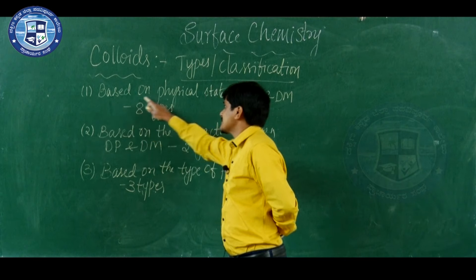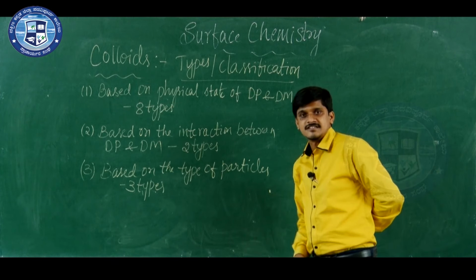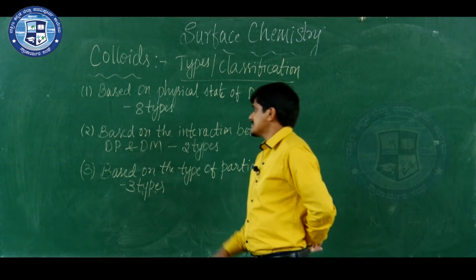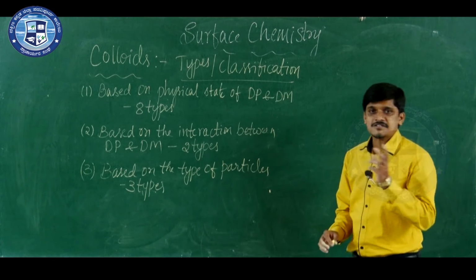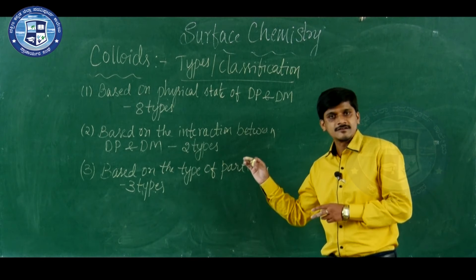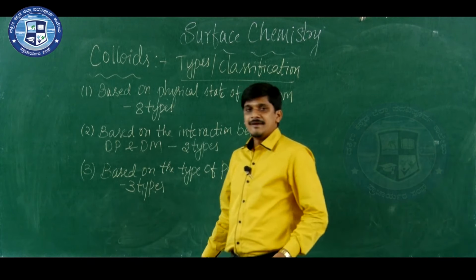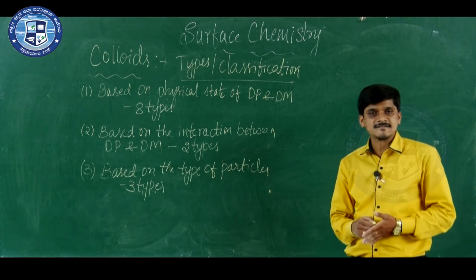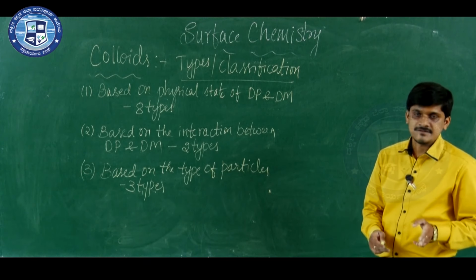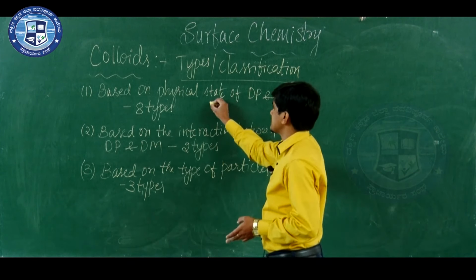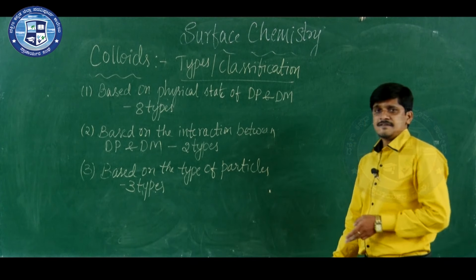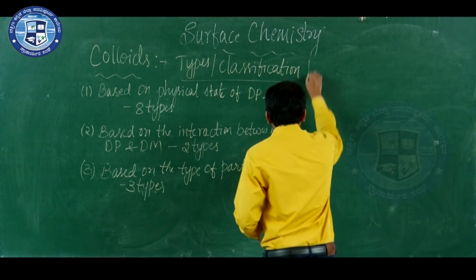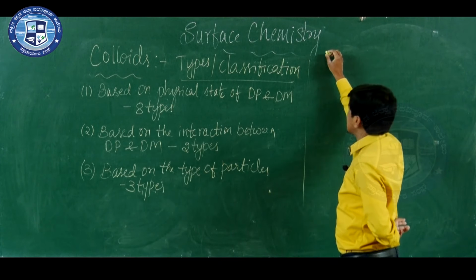First one, based on the physical state of dispersion phase and dispersion medium, there are 8 types in colloid. Similarly, based on the interaction between dispersion phase and dispersion medium, there are 2 types. Based on the type of particle present, colloids are classified into 3 types. Now let's see one by one. First one, based on the physical state, there are 8 types. Let's see what those 8 types are.